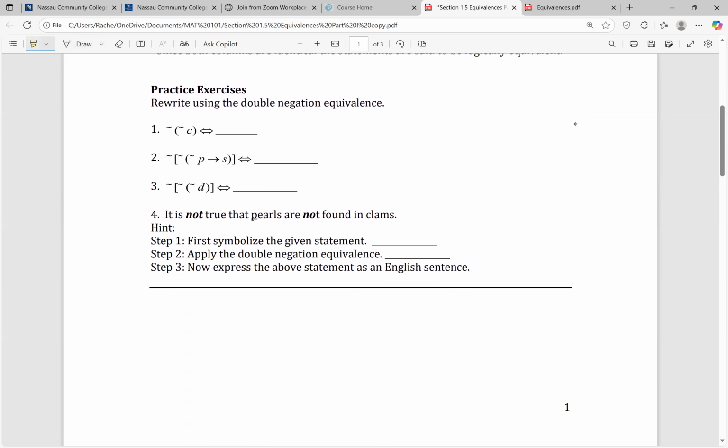So let's practice with this first equivalence. Let's rewrite the following statements using the double negation equivalence. For number 1, what is not not C equivalent to? There's our double negation. So not not C is going to be equivalent to C. And we can negate something 10 times if we wanted to. Now look at number 2. We have not not P implies S.